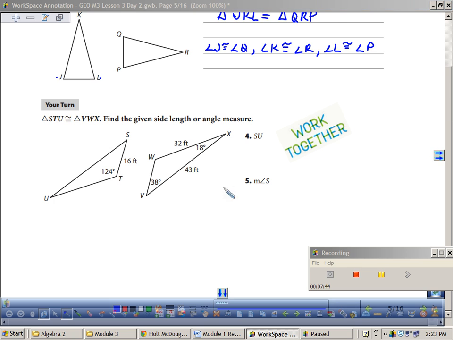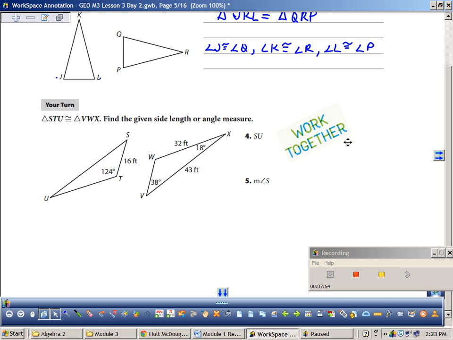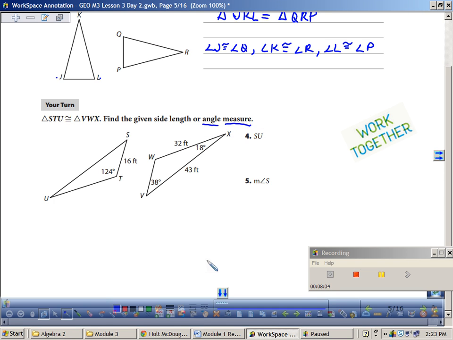All right, let's work with this. If I know that triangle STU is congruent with triangle VWX, find the given side length or angle measure. All right, I want to talk about angle measures. Okay, so see how this says the measure of angle S?